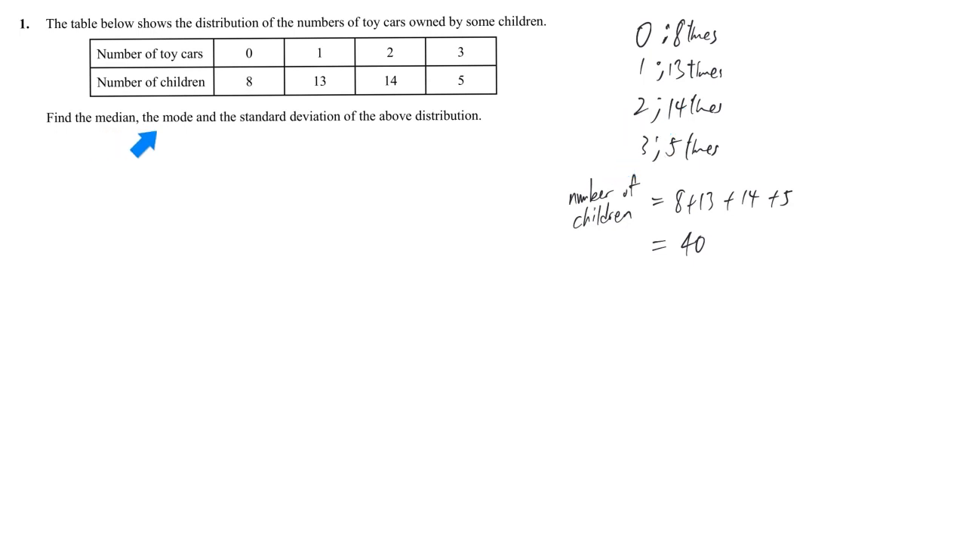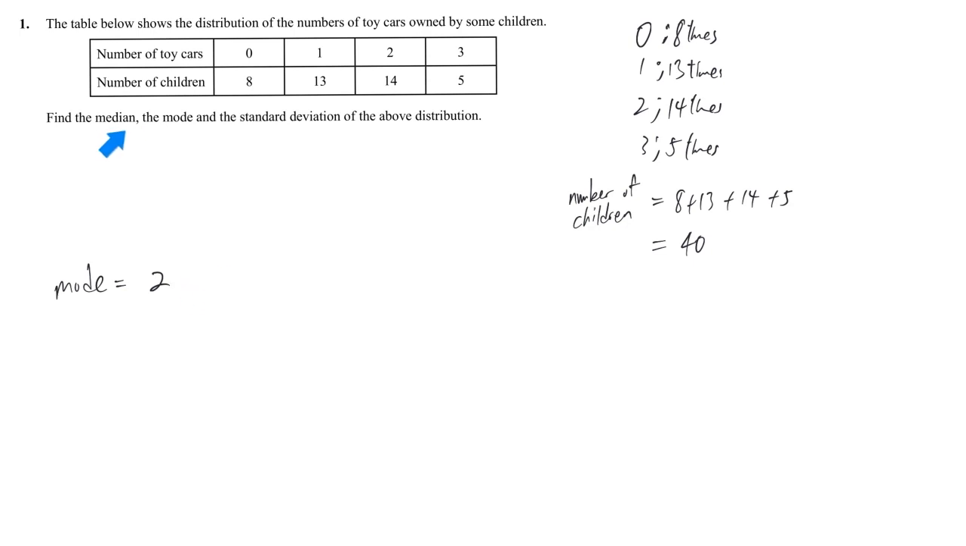So when we ask about the median, mode and SD, the easiest one is the mode. Mode is the most common result. So here we find that the most common result should be 2 because it appears 14 times, while other results appear less than 14 times. So we just simply write down the value is 2. Sometimes we have to write down the units, but this time the value means the number of toy cars, so no units need to be written down.